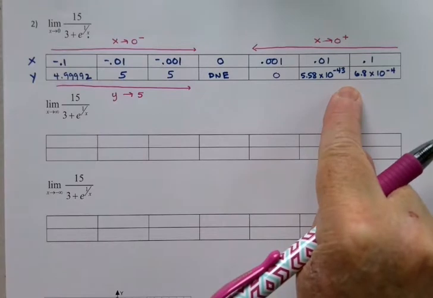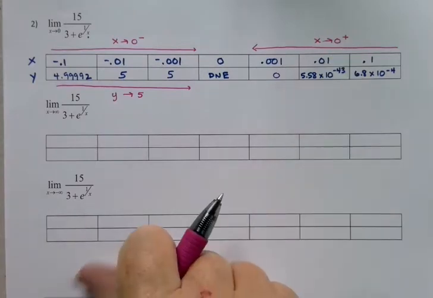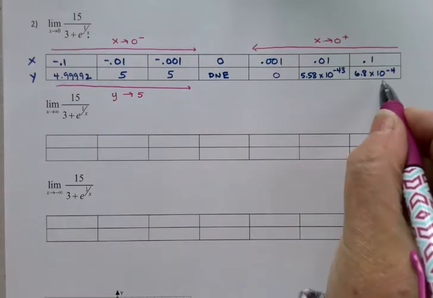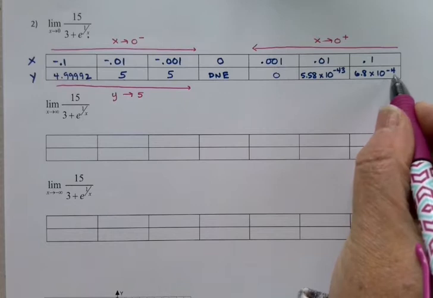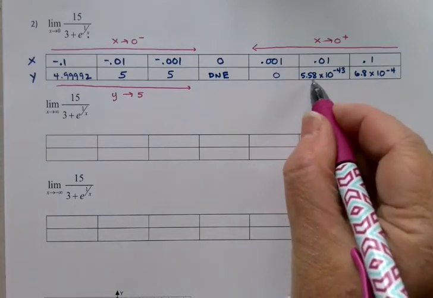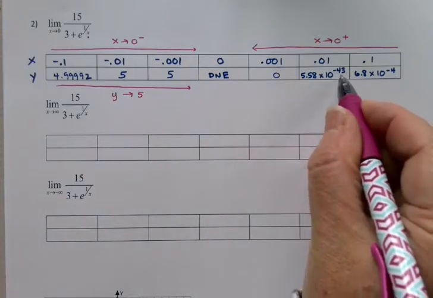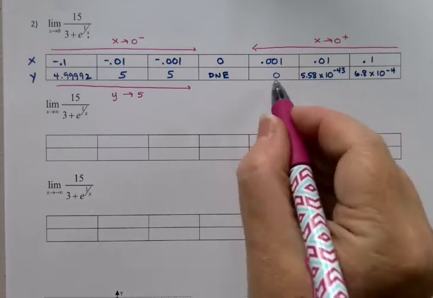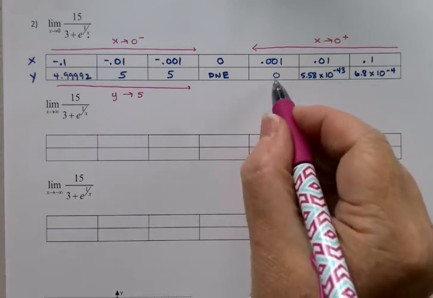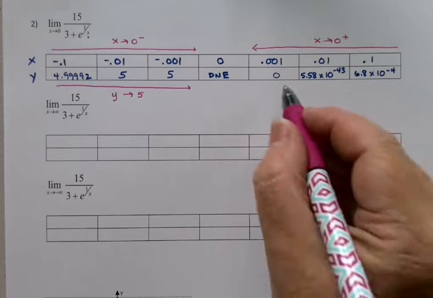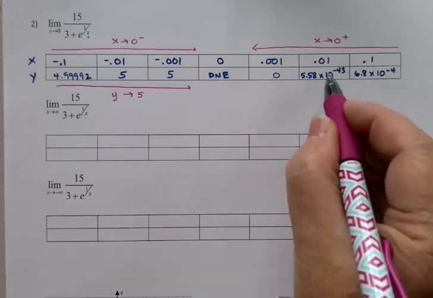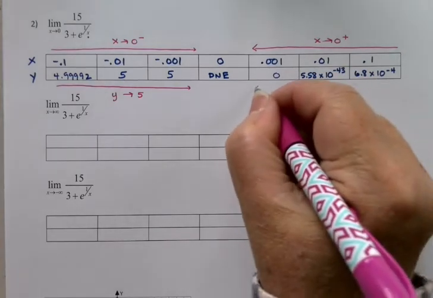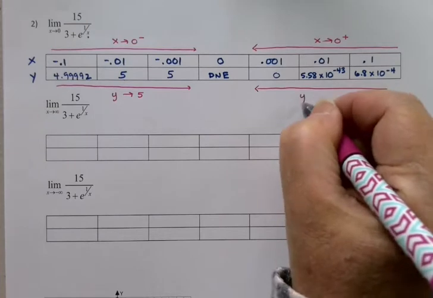Now on the other side, as x approached 0 from the right, I had 6.8 times 10 to the negative 4th, and then 5.58 times 10 to the negative 43rd. That is a really tiny number, right? A decimal point with 42 zeros and then the 558. This probably, again, wasn't really 0, but Desmos couldn't hold it. It rounded it to 0. And these numbers are clearly approaching 0. So y is approaching 0.